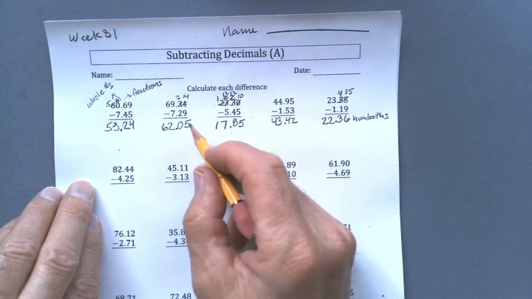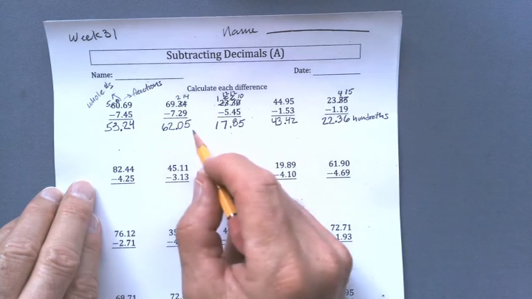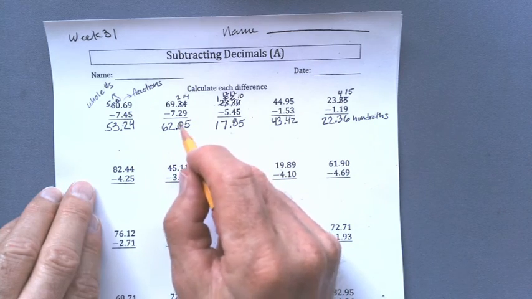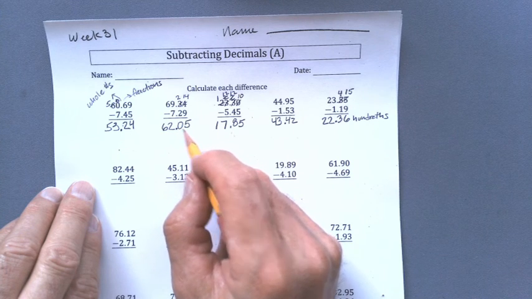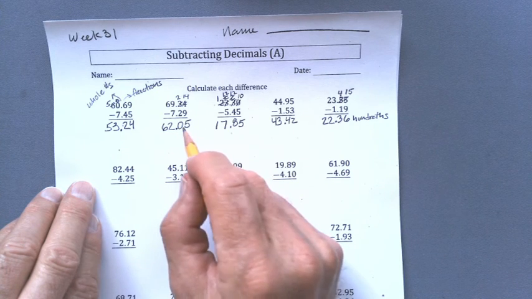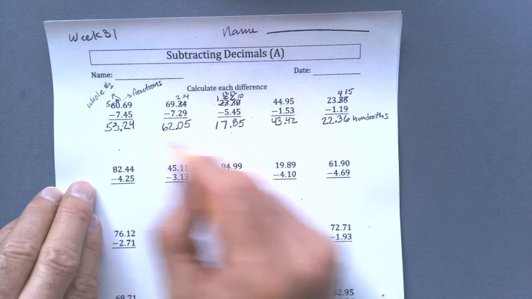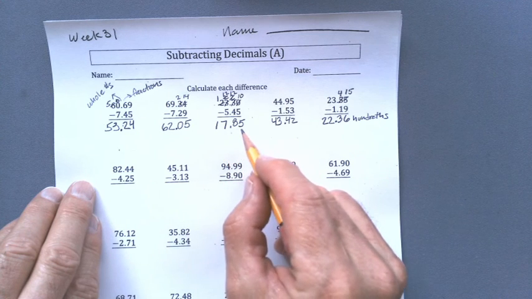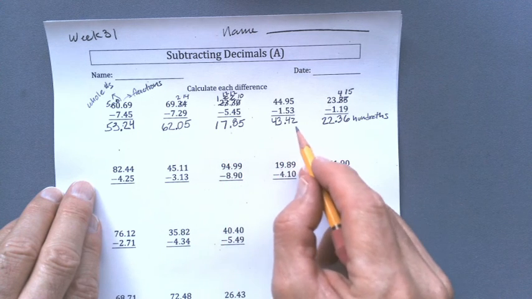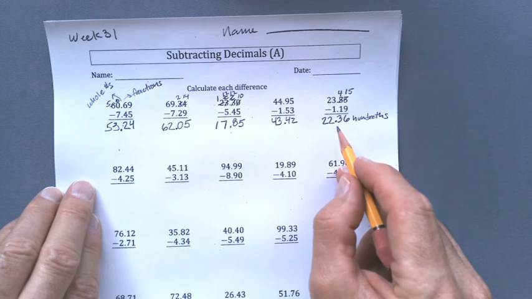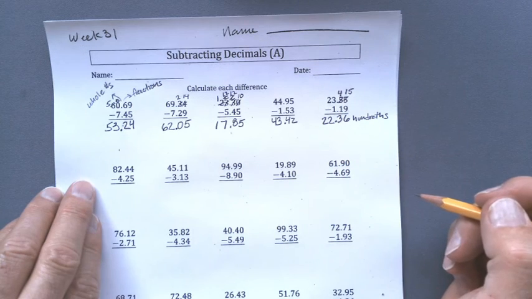So all these are subtracting in the hundredths. 24 hundredths, 5 hundredths. That looks a little weird having the 0 over here. But remember, these are fractions, so it goes the opposite directions of having zeros over here. 17 and 85 hundredths, 43 and 42 hundredths, 22 and 36 hundredths.